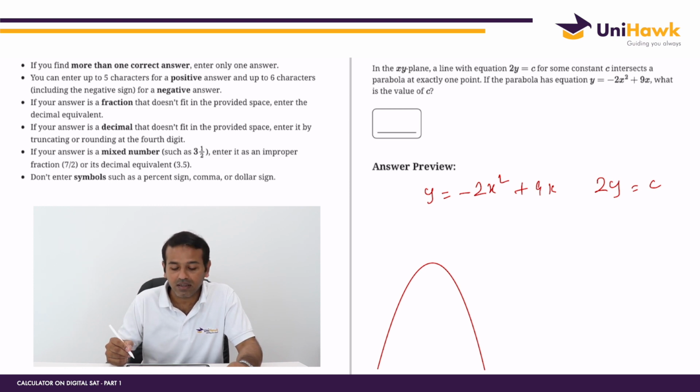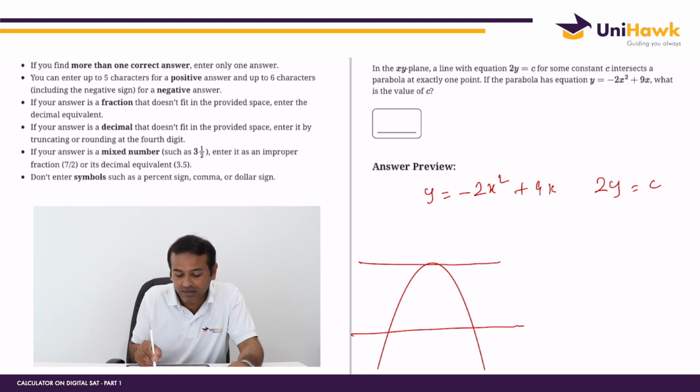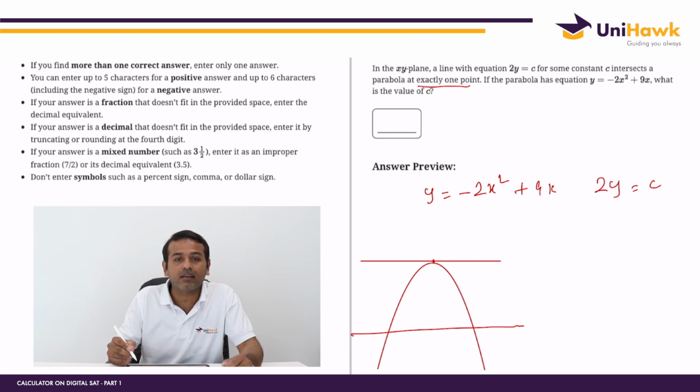That means the parabola can cut the line at different places. Either it can cut at two places or it can even touch at one place. Now the key point here is the parabola has to touch exactly at one point. Now if you observe, the parabola will touch the line exactly at one point, which is the vertex of the parabola.